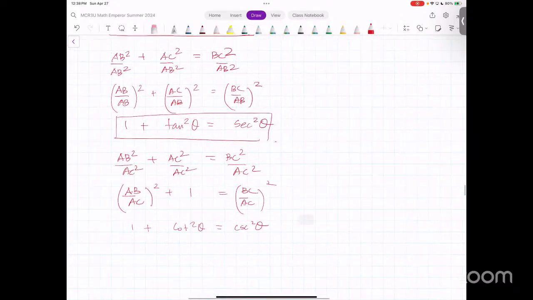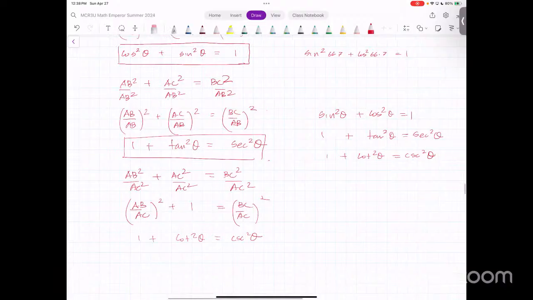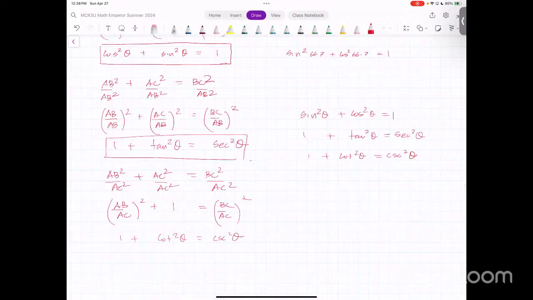So let me summarize this. We have learned sine square of theta plus cos square of theta is equal to 1. 1 plus tan square of theta is equal to secant square of theta. And 1 plus cotangent square of theta is equal to cosecant square of theta. Did you guys see that? These are the 3 identities you're going to use to prove things in grade 11.